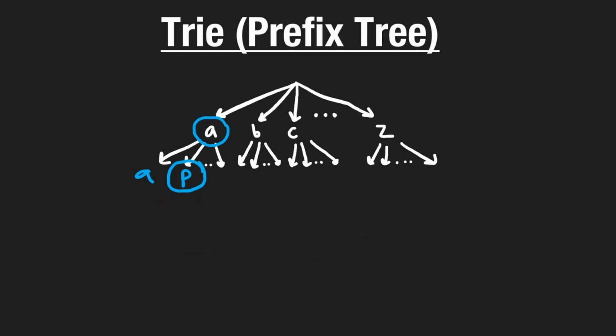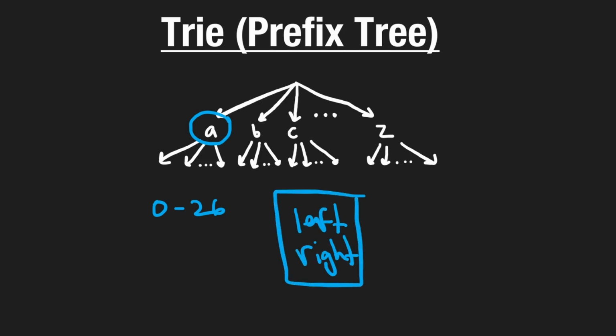Now, another thing to note about this tree is that since each node could have up to 26 children in this case, but it could also have 0 children or any number in between 0 and 26, it doesn't really make sense to give every single node a left and right pointer or define a variable for every single child anyway. An easier way to do this would be a hash map.